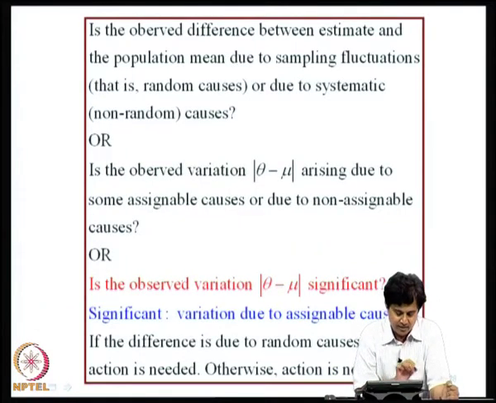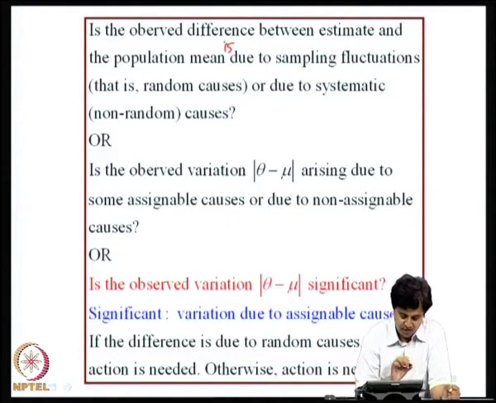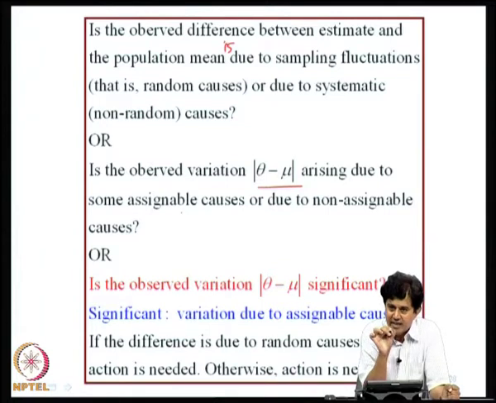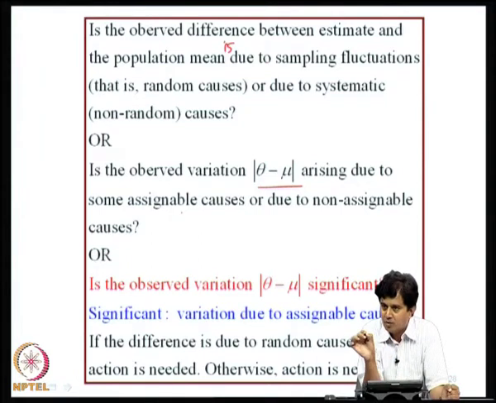The question that we are trying to answer is whether the observed difference between the estimate and the population mean is due to sampling fluctuations, that is random causes, or due to systematic non-random causes. Or is the observed variation theta minus mu arising due to some assignable cause or due to non-assignable causes? If it is due to an assignable cause, you need to take an action. Maybe you have to stop the production and examine what is going on, right. So you have to take an action if it is assignable. If it is random fluctuation, you can continue with the production process.